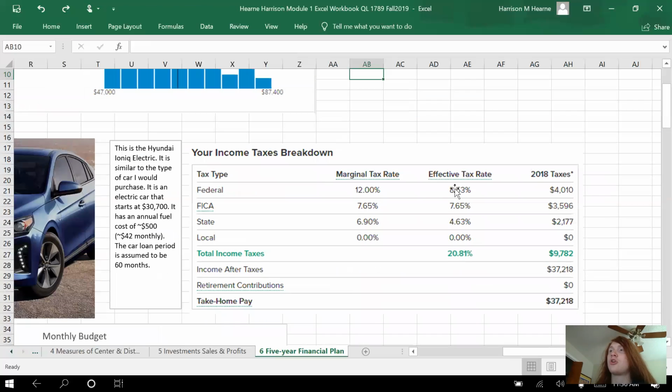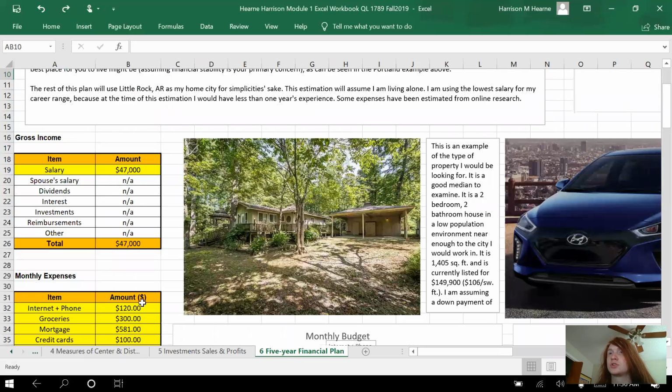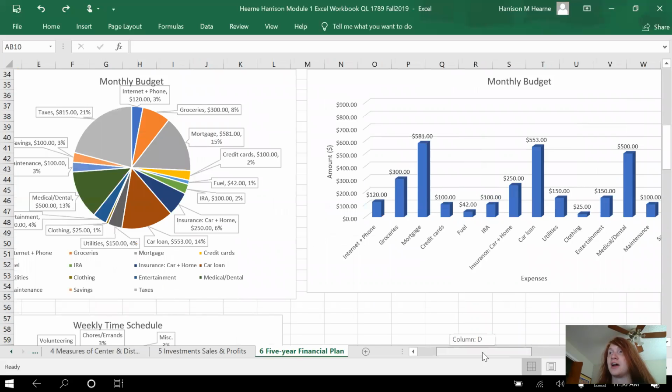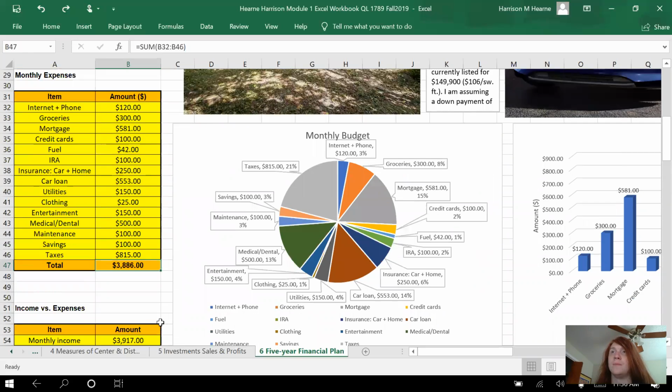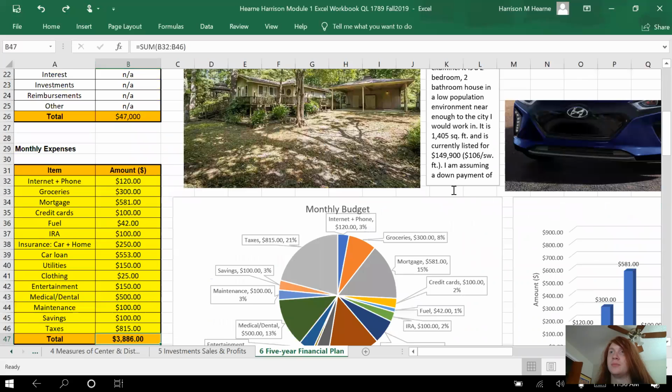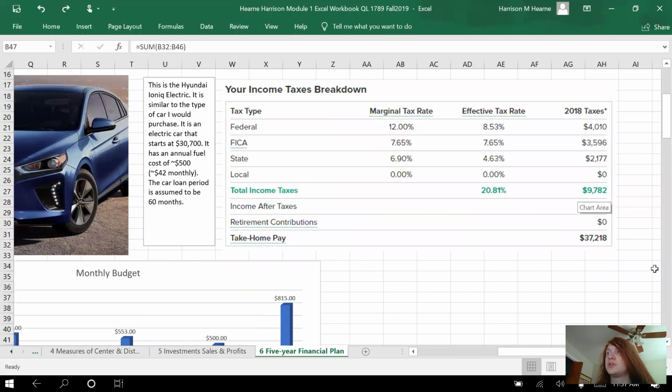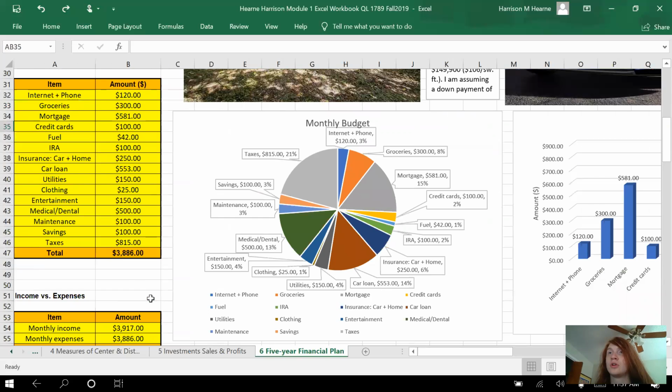So you can see that the total amount of income tax for the effective tax rate between the federal, FICA, and state is 20.81%, which is $9,782 in a year. So that means that the net income in a year is $37,218, which divided by 12 should give us what our net monthly income is. And this number here, 9,782 divided by 12, should give us that figure right here, 815.